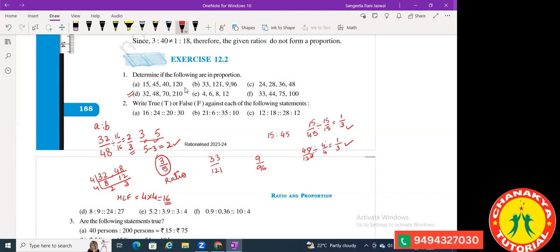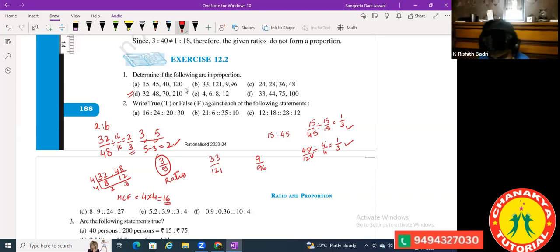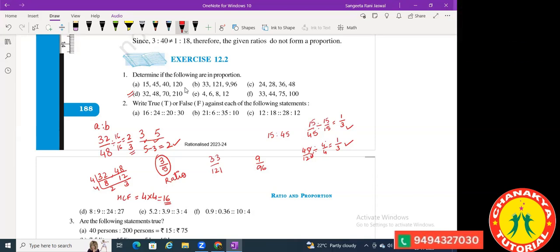Understood this much? Yes, ma'am. Hridesh? Okay, now I had taken these two numbers. Now I'll take 70 and 210. Now 70 and 210, what can I divide this with? I will take the HCF of 70 and 210. What will I get? Quickly find the HCF of this.